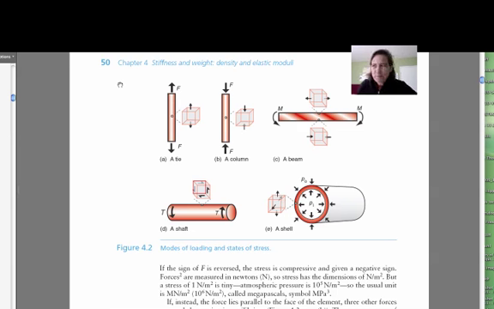Okay, on page 50 of Ashby, you'll see figure 4.2, and this shows different modes of loading and stress states for objects that are under some sort of mechanical load. And you can see here that if you apply force to an object, you can have the force in sort of a uniaxial tension, or you could have it in a uniaxial compression, that's B here.